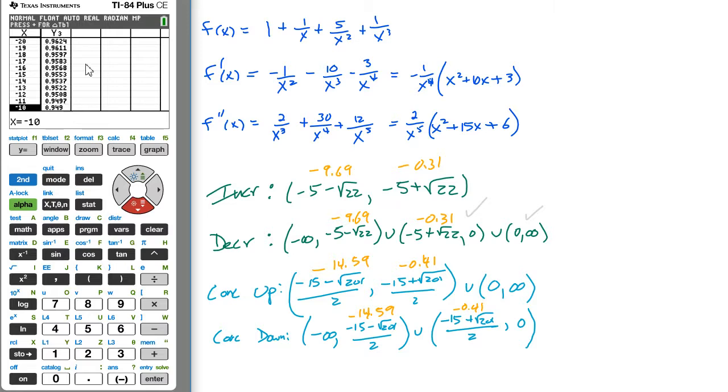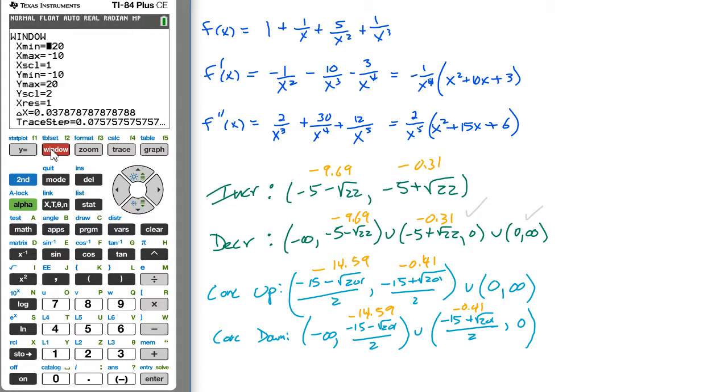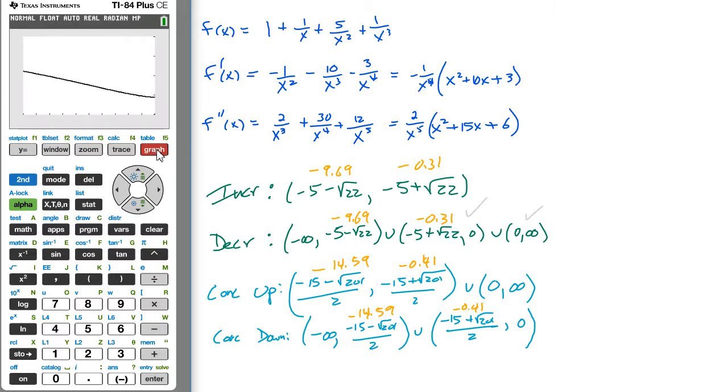So I'll go to window, and for my Y min, I'll go 0.94. For my Y max, I'll go 0.98. And my scale, I'll make it 0.01. Okay, and let's get a graph. Okay, so we're seeing we could get a little bit better than this.